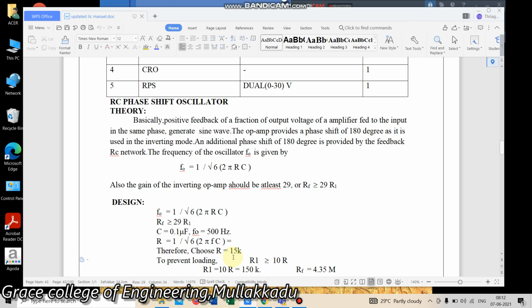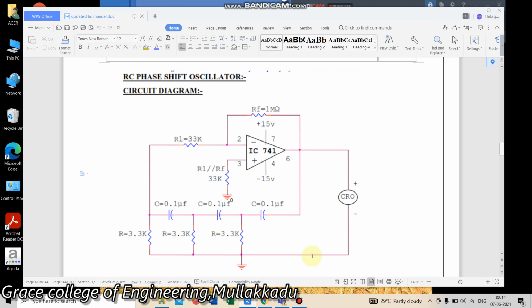To prevent the loading, the condition for calculating R1 is R1 should be greater than or equal to 10 R. Therefore, R1 is equal to 150 kilo. From this condition, we can obtain the value of RF. RF is equal to 4.35 mega.